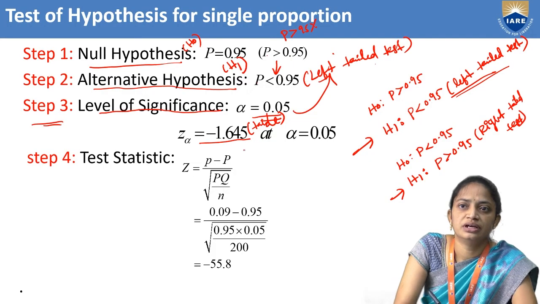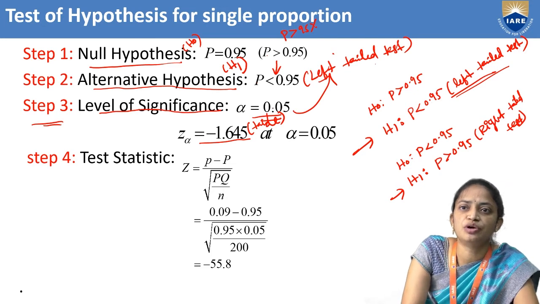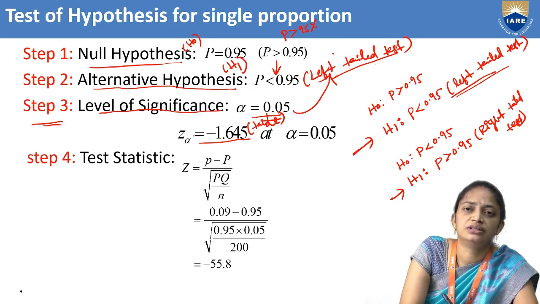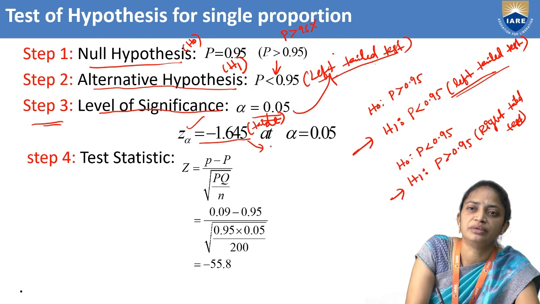Here the alpha value is 0.05 in a left-tailed test. From the table we take z alpha as minus 1.645. We have to take this value from the table, which means this is the tabulated value.